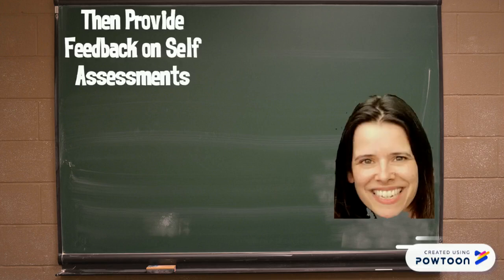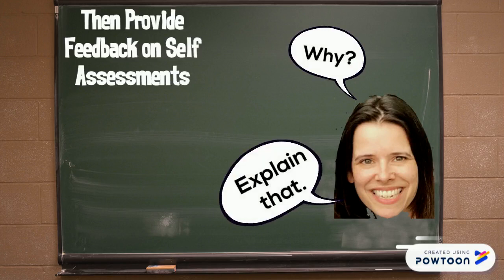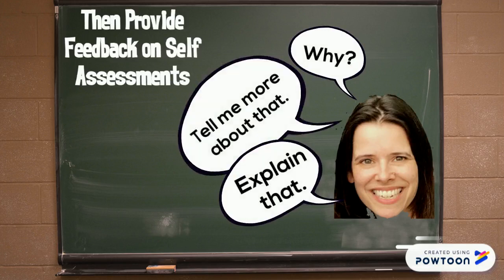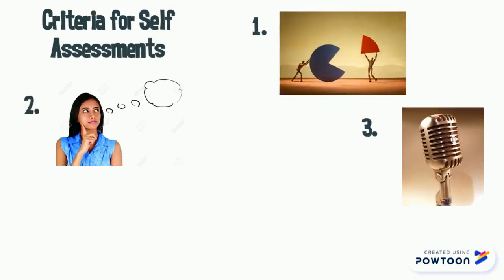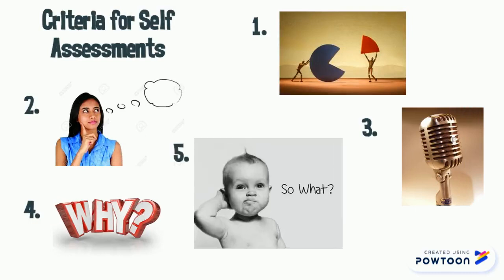Students' initial attempts at feedback on self-assessments may be general or vague. You can help improve their clarity by asking for more description. Keep a close eye to see that student self-assessments are relevant, thoughtful, clearly expressed, explain why, and include the next steps.